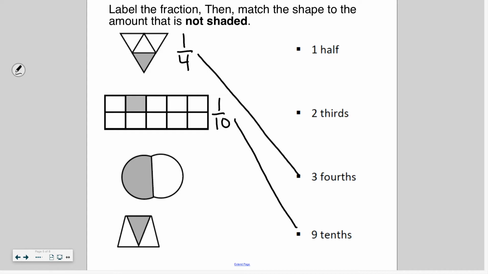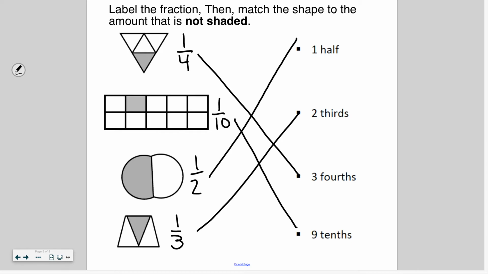So let's go over this. So this is 1/2, one of two parts, 1/2. And the part that's not shaded is the same, right? Because it's only two pieces. So one is shaded and one is not. So 1/2 and 1/2. Here we have one of three pieces. So this is 1/3. And there are two unshaded pieces, or not shaded. And that means that the opposite, or the not shaded part, is 2/3.